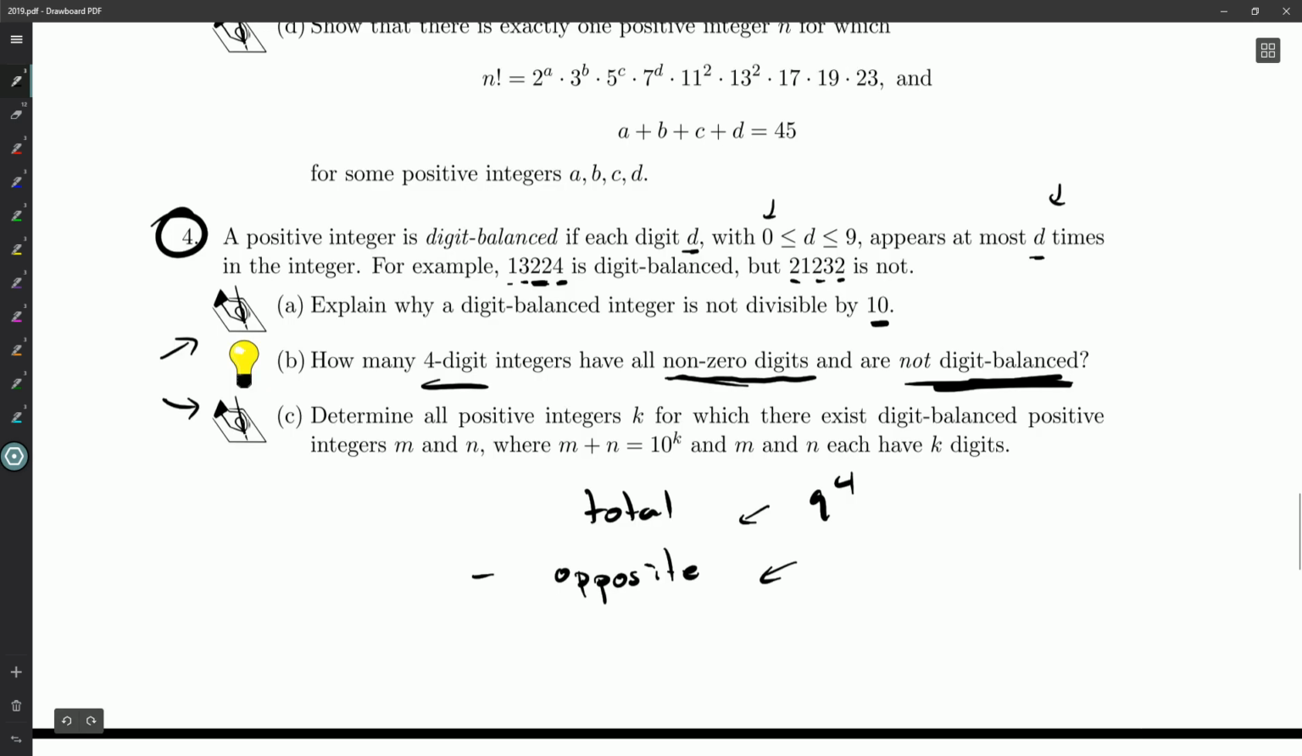Okay. Determine all positive integers k, for which there exists digit-balanced positive integers m and n, where m plus n is 10 to the k, and m and n have k digits. Okay, so we just want the k's. We don't want to know how many pairs m and n work or anything like that. What can we do here?